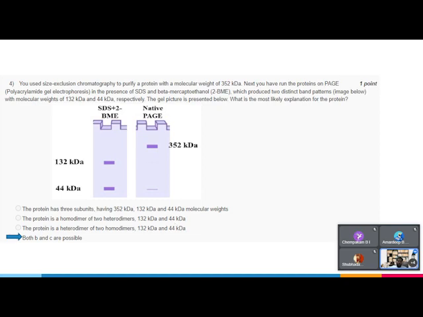So what this means is that there is a heterodimer which first interacts among itself. So a 132 subunit interacts with a 44 subunit, which is one entire unit, and two of these form our mature protein. So a 132 plus a 44 is one unit. It interacts with another similar unit, which is also 132 and 44, and four of them together form our 352 kilodalton entire protein. This can be one possibility.